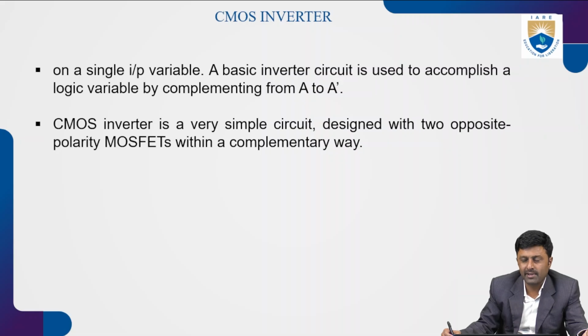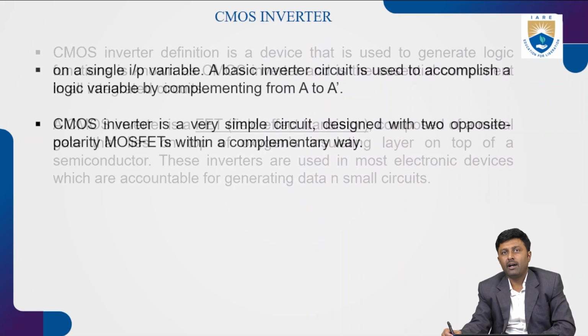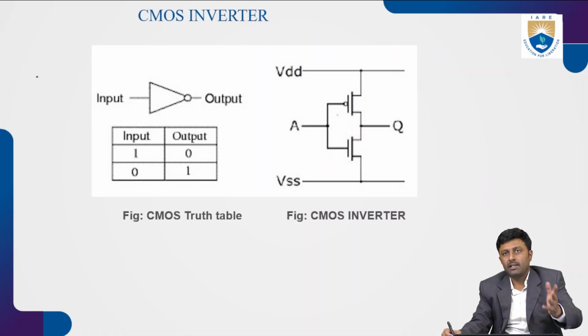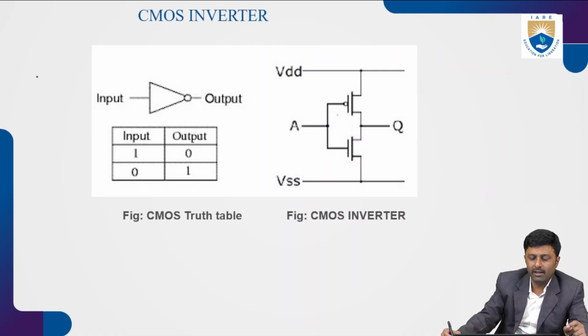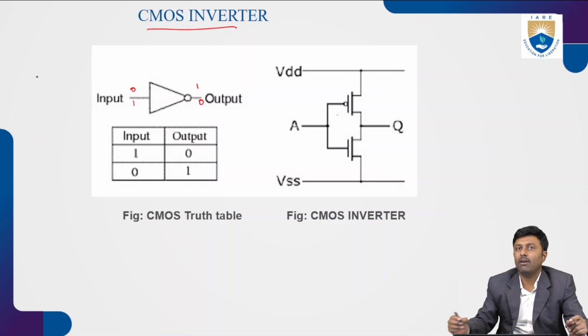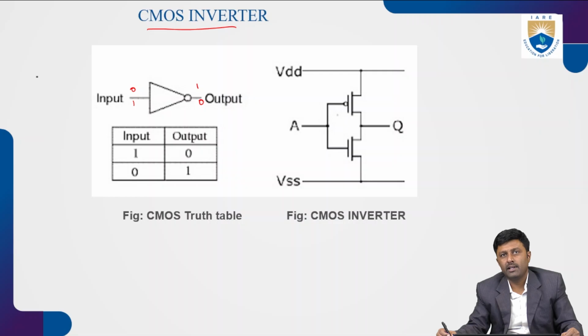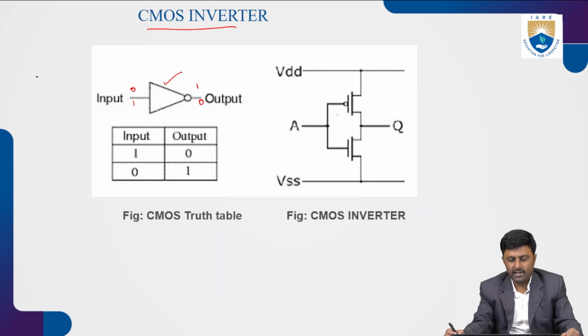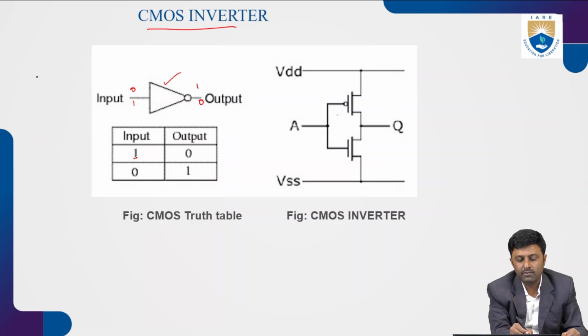As the name itself indicates, the CMOS inverter has only one input terminal. If we give input 0, the output will be 1, and if our input is 1, the output will be 0. So this is the basic functioning of the CMOS inverter. And this is the circuit diagram for the CMOS inverter, and this is a truth table. If input is 1, the output is 0, and vice versa.